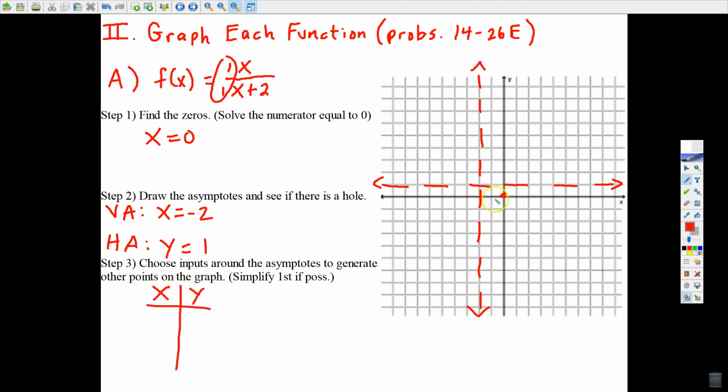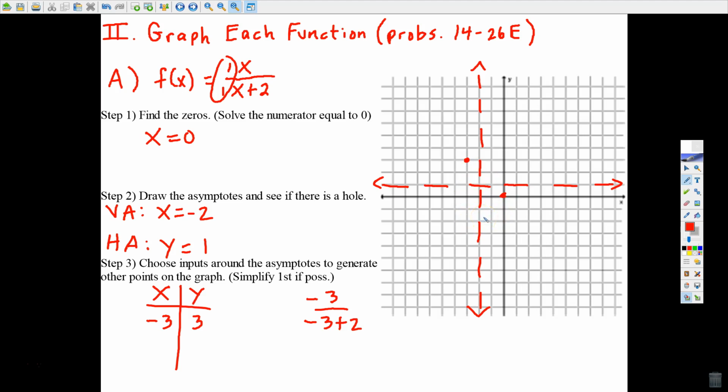So I'm going to start on the left side of this vertical line, x equals -2, and I'm going to start with inputting -3. So we're going back to our function, and if we let x be -3, we get -3 over -1, which ends up being +3. So the point (-3, 3) is on the graph.